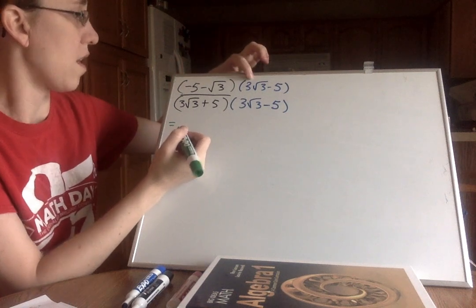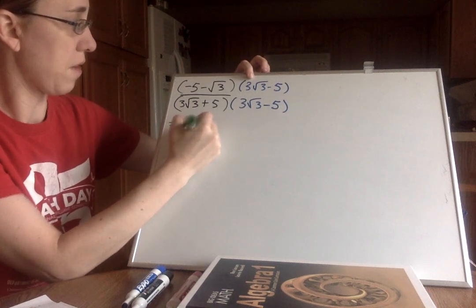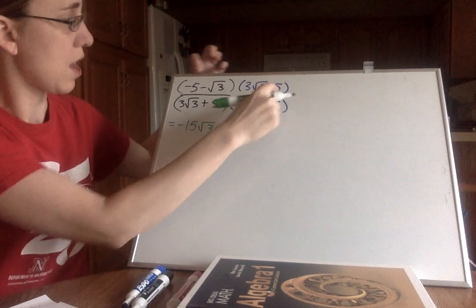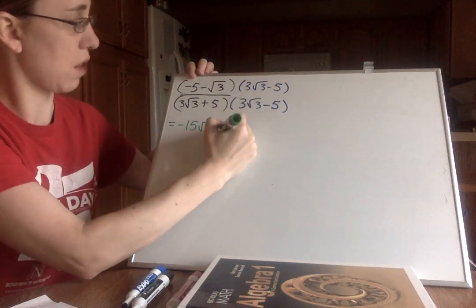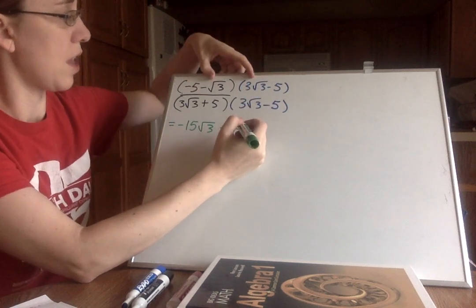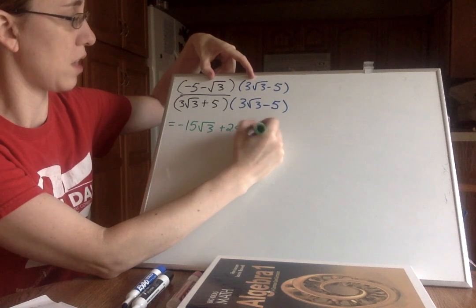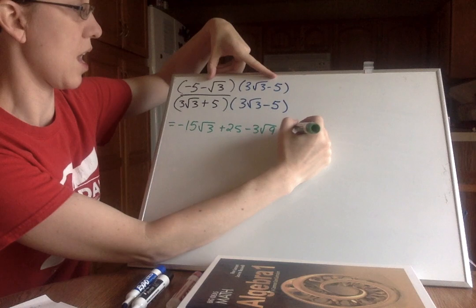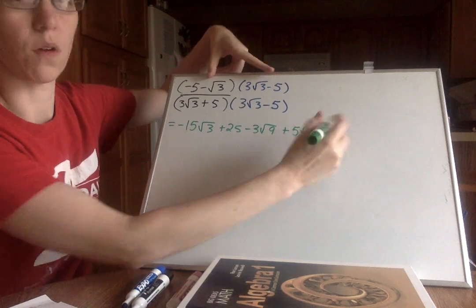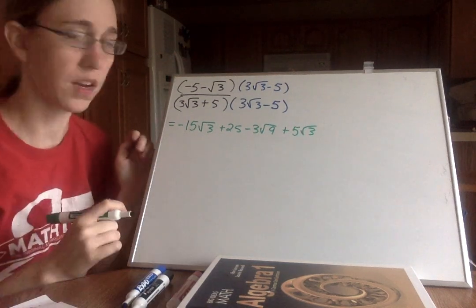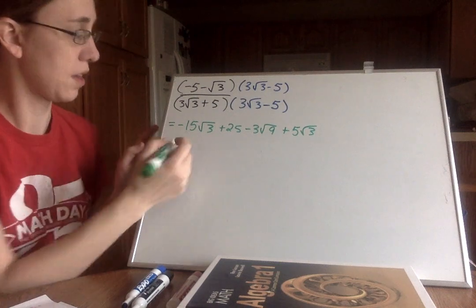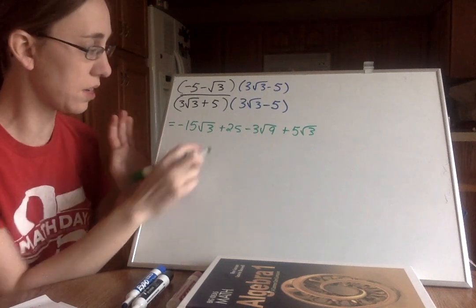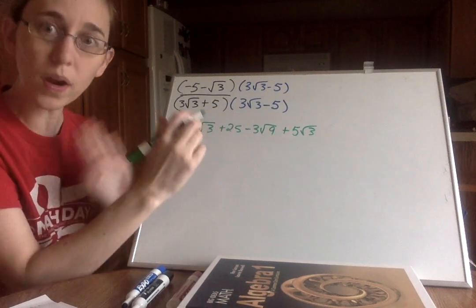Okay, so FOIL. We're going to get -15 square root 3. Outside, we're going to get a plus 25. Inside, we're going to get a -3 square root 9. And last, we're going to get a 5 square root 3. Okay, so there's our 4 pieces for the top. Looks messy, but we can already see we got some like terms, we got some perfect squares, so it'll simplify.